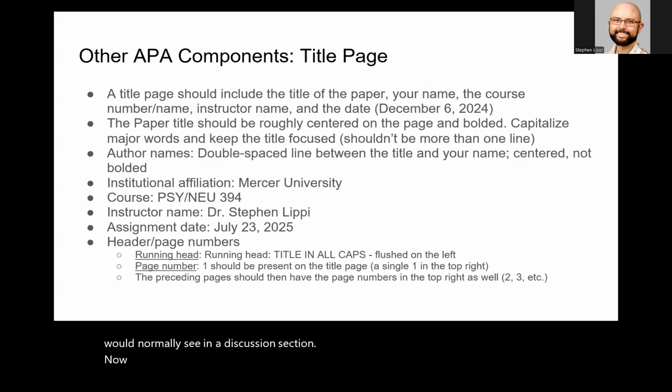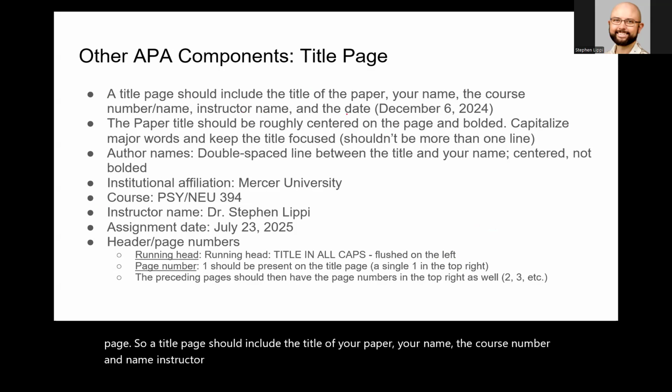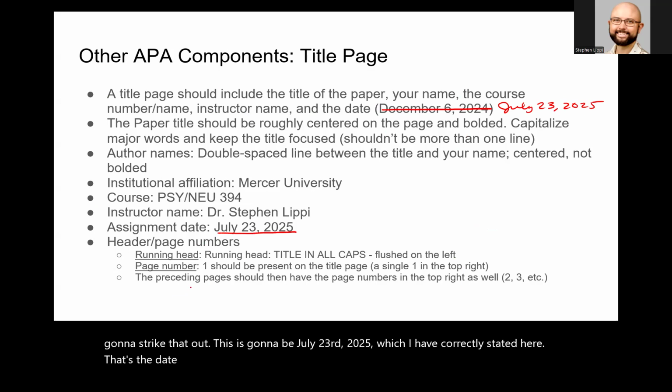Now let's talk a little bit about other APA concerns and other APA components, like the title page. So a title page should include the title of your paper, your name, the course number and name, instructor name, and the date. So this was from a previous semester, so we're going to strike that out. This is going to be July 23rd, 2025, which I have correctly stated here. That's the date that your assignment is due.